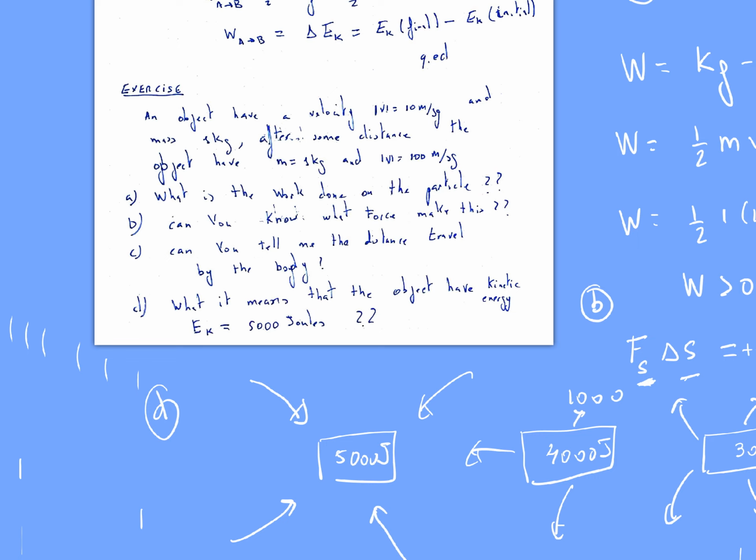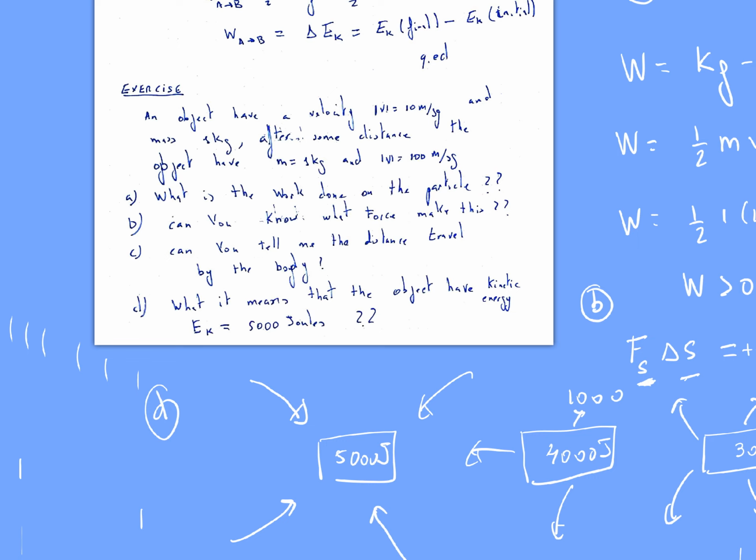Can you tell me the distance traveled by the body? Well, no, I cannot tell. I cannot tell what the distance is. I can tell only that the force in the direction of the displacement times the total displacement is 5,000. But I cannot tell what the force is or what the displacement is.